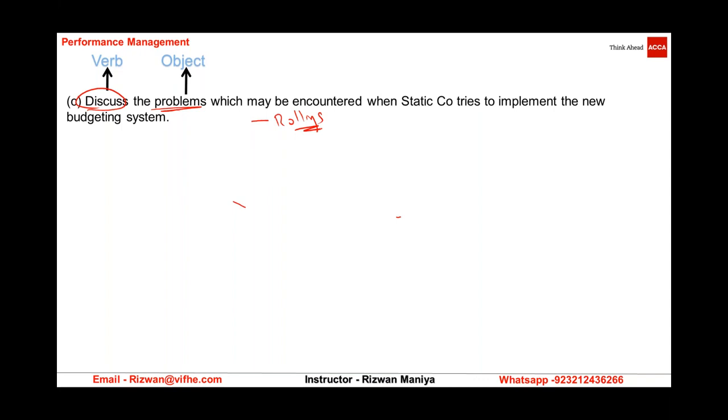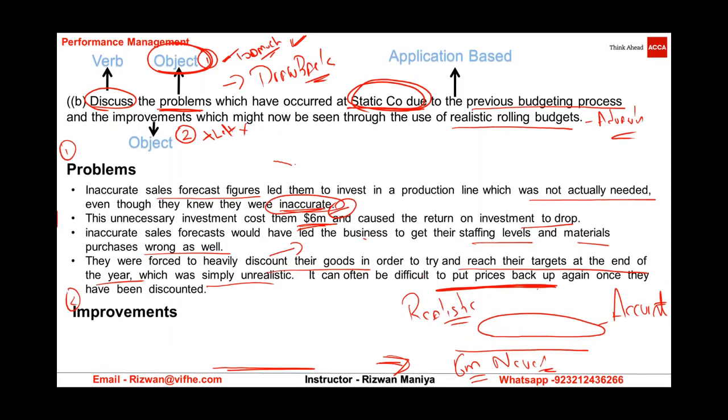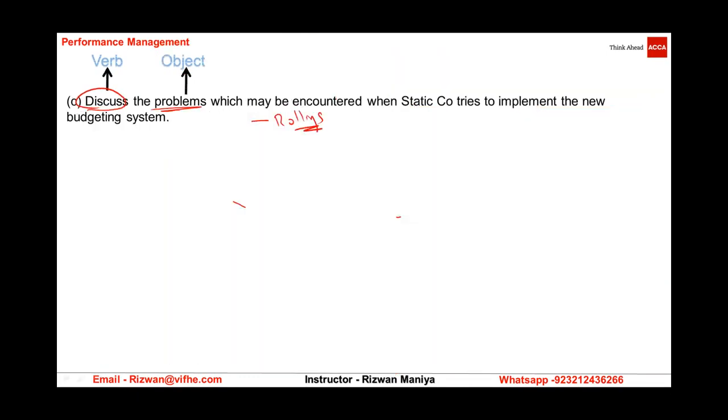Sorry, we had to cover the improvement part. So let's cover the improvement. Yeah, we did cover the improvement part. Okay, now this part, the third one: discuss the problems which may be encountered when Static company tries to implement the new budgeting system.